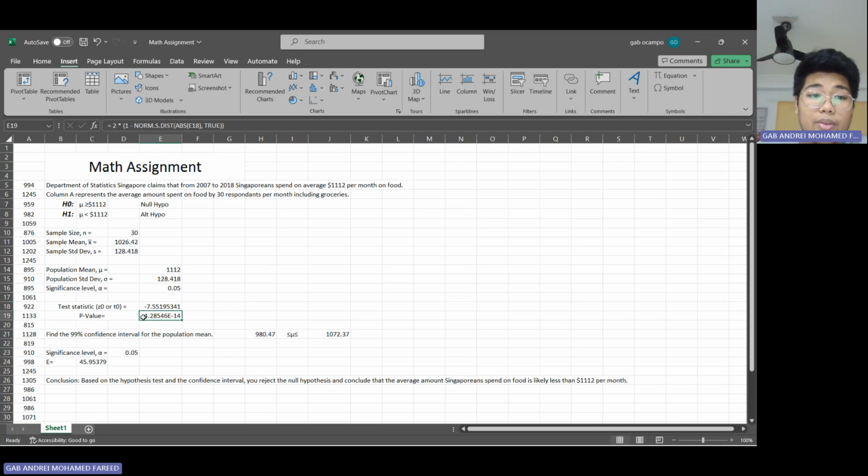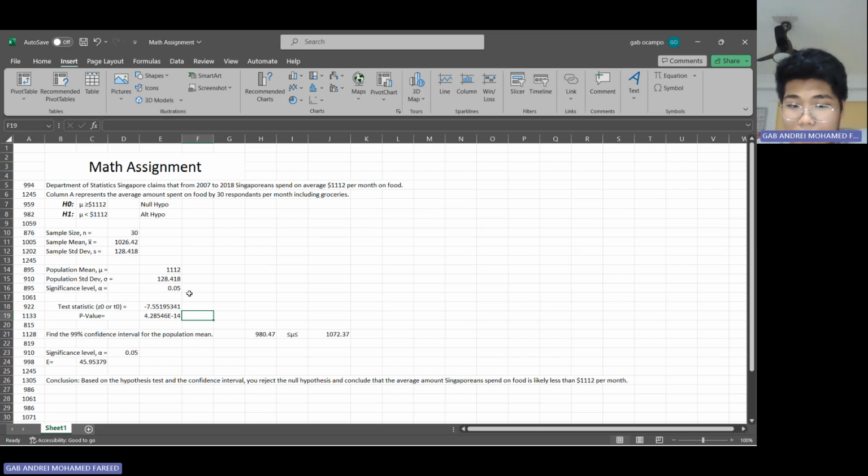Now, my p-value is something that I need to help prove whether or not my null hypothesis is true. As you can see here, it is a very weird number, but it is basically 0.00000004 and onwards. As you can see, that is much less than my significance level. Therefore, my null hypothesis is false.